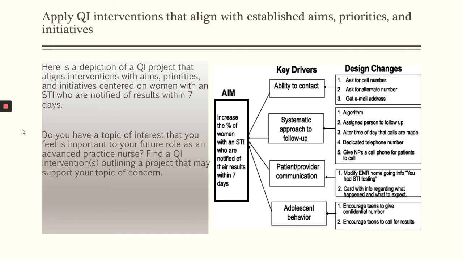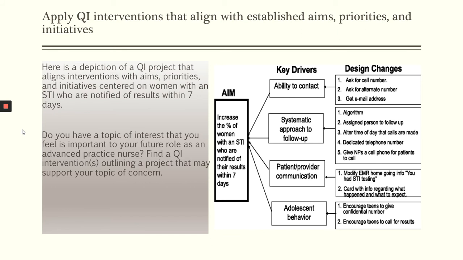I want you to think of your topic of interest that you feel is important for your future role as an advanced practice nurse. Now, for an FNP, you can choose anything clinical that you are inclined to, an area of practice that you are gravitating toward. For the mental health nurse practitioner, you can do the same thing with a mental health issue, for example, that would be appropriate for an advanced practice nurse to address. Find a quality improvement intervention, outlining a project that may support your topic of concern.